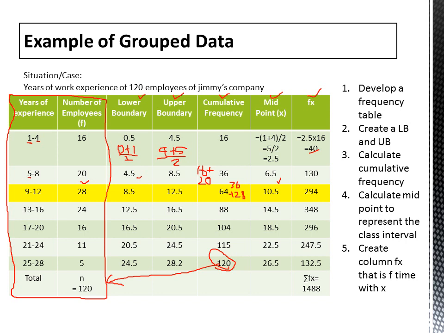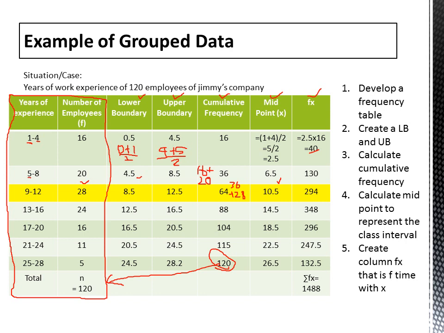The next column that you need to do is the midpoints. The midpoint is the middle point of the intervals. For the first row, 1 to 4, how do we get the midpoint? We note that as x. You add 1 plus 4 and then divide by 2. For the second row, 5 plus 8 divided by 2. You can continue until the end of the rows.